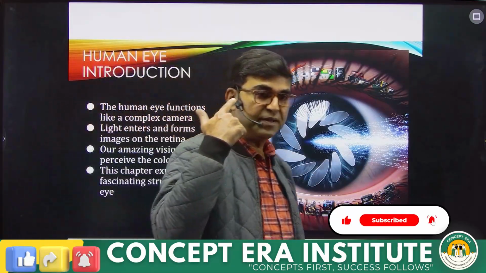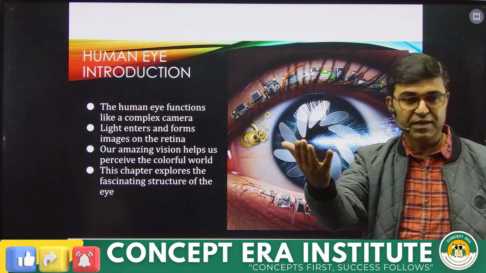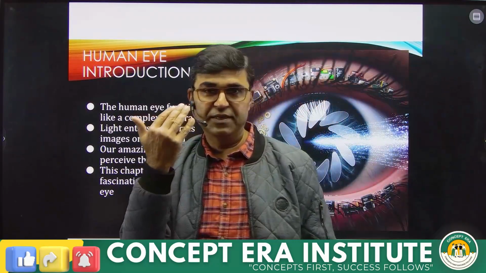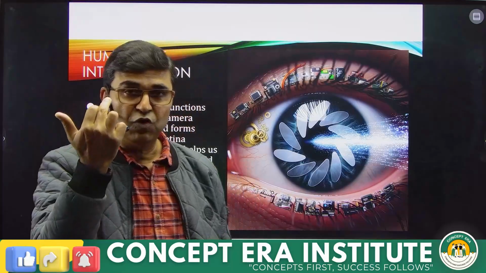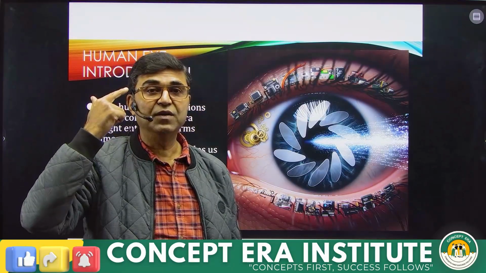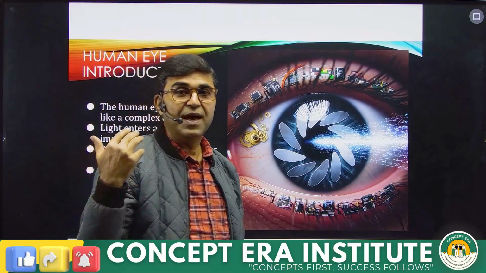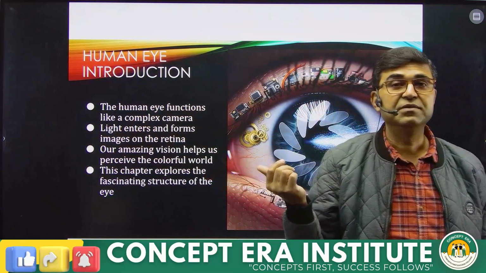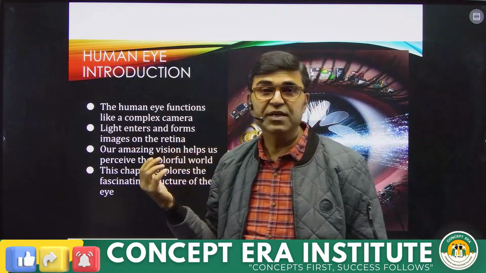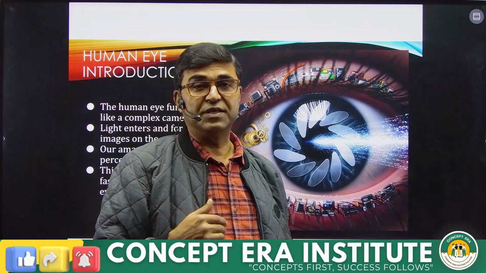The human eye actually works like a camera. The light coming from the object enters our eye and forms a real image at the back of the eye, that is the retina, which works like the photographic film in a camera. And due to this amazing vision, we perceive the world in its colorful context.